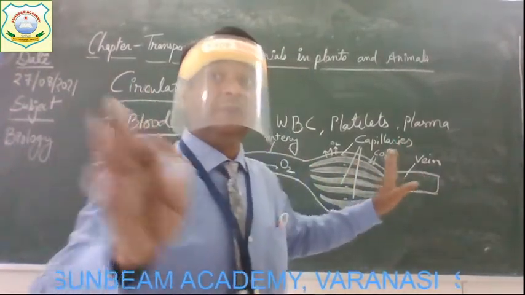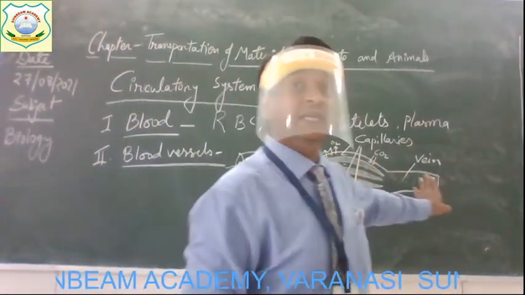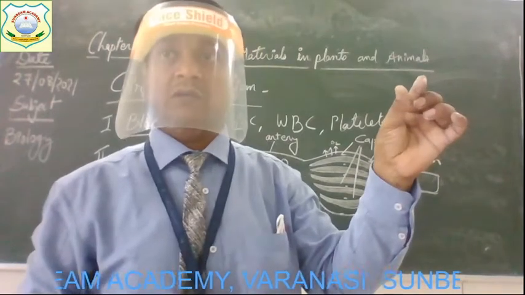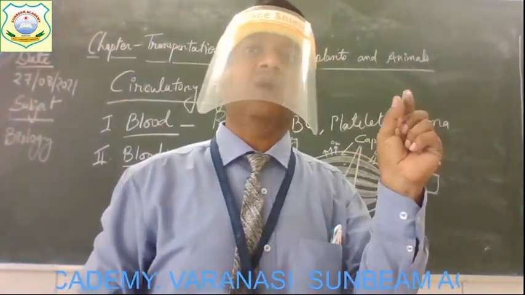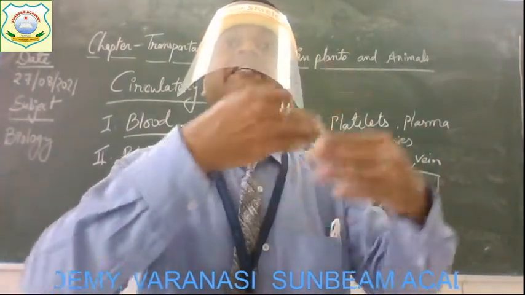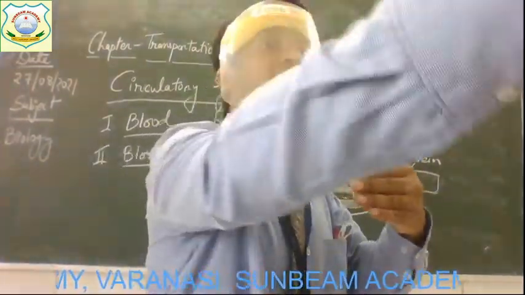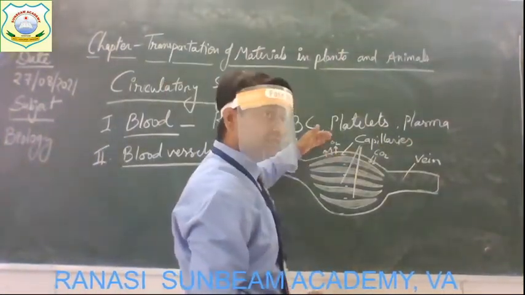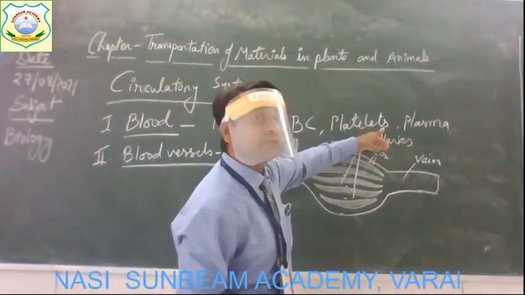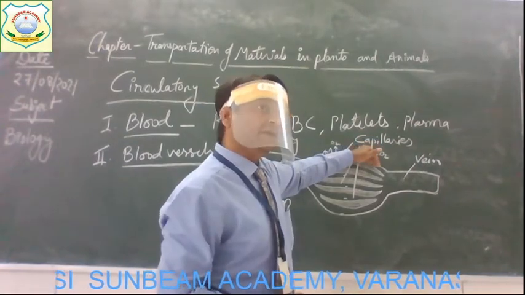It cannot take place at the arteries or the veins because they have thick walls. Get it? Whereas capillaries have very thin walls, so the materials can move out and move in. So oxygen moves out into the cells and carbon dioxide moves into the capillaries.